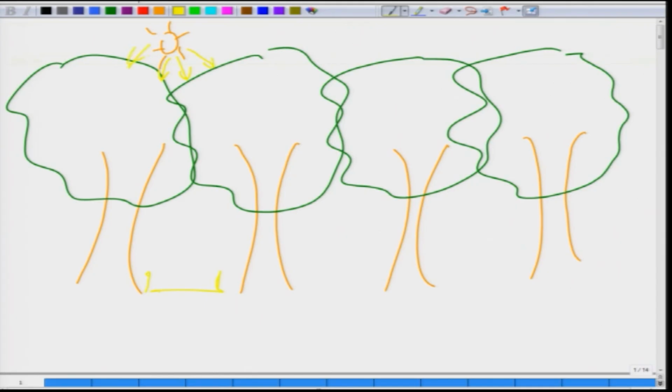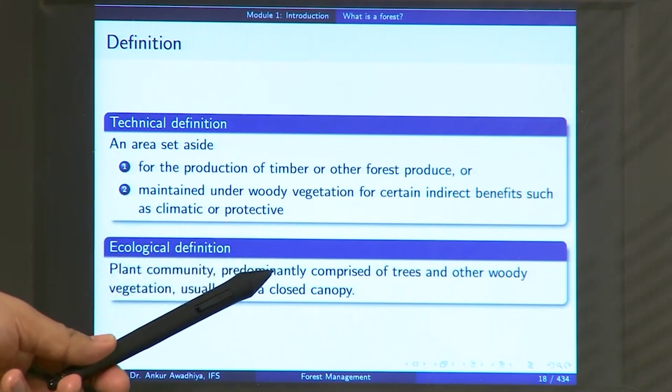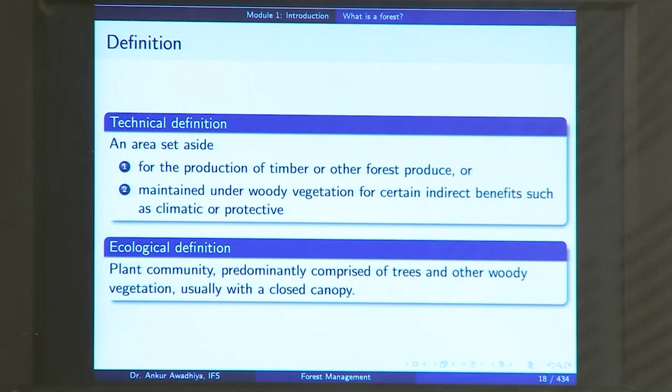So, the ecological definition is emphasizing that you have different plants. We are not talking about animals in this definition, we are talking about plants, different species of plants, and in those different species the predominant community comprises trees or other woody vegetation, and it has a closed canopy, and then you call it a forest.